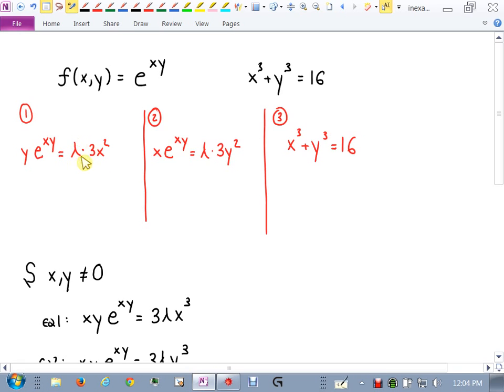Yeah, the first equation, that whole side would be 0, wouldn't it? Which would mean y e to the xy would have to be 0. E to the xy is never 0, which would force y to be 0. So lambda being 0 implies that y must be 0.